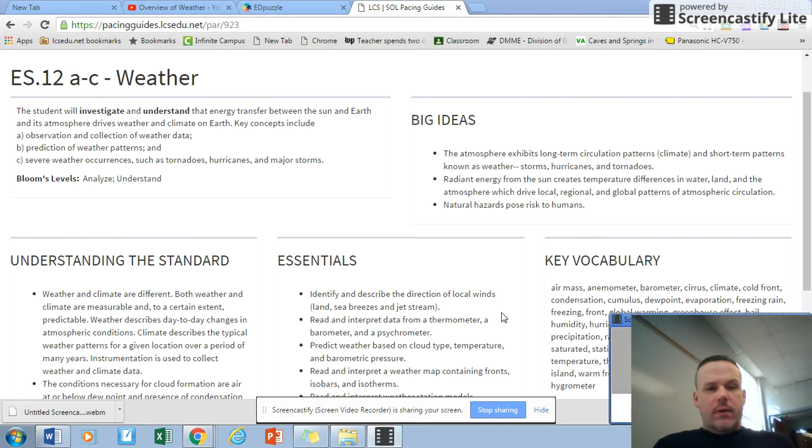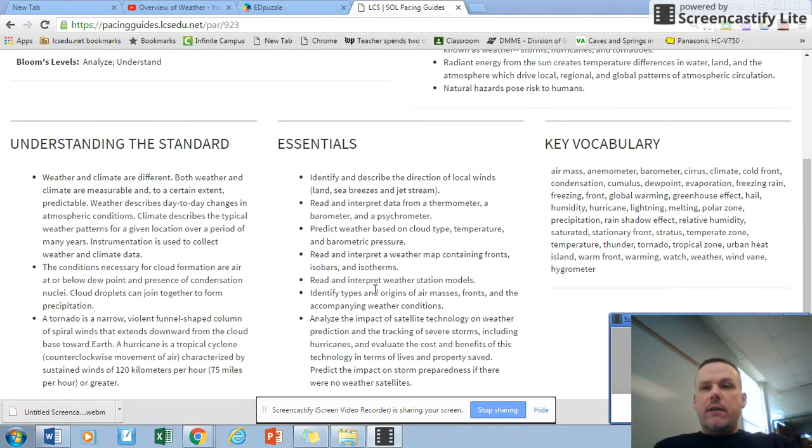Okay, we're going to pick back up where we left off dealing with weather, and we're still back here on your LCS bar guides. We can see right here that they like for you to focus on the barometric pressure and cloud types correlate with certain types of weather events.